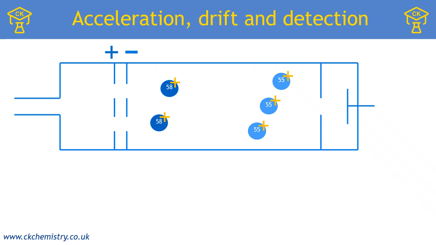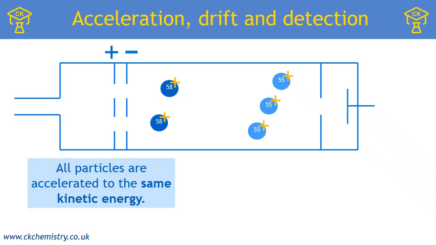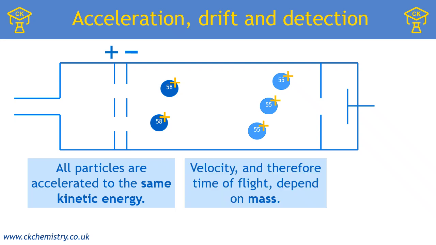And then what happens next? We accelerate them. They all have the same kinetic energy, and that's just related to the voltage used, and we'll look at why kinetic energy is important. It means that, as we said before, the velocity, the speed of each of these ions depends on their mass. And because they are all traveling the same distance, but at different speeds, they will take a different amount of time, which is where time of flight comes into it, to reach the end. And at the end, they get detected.